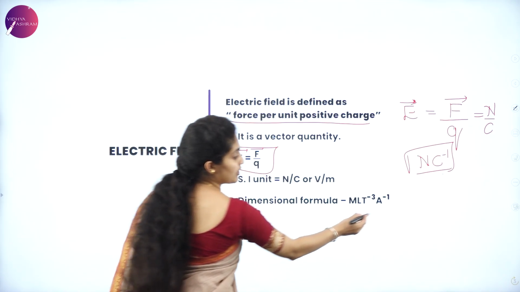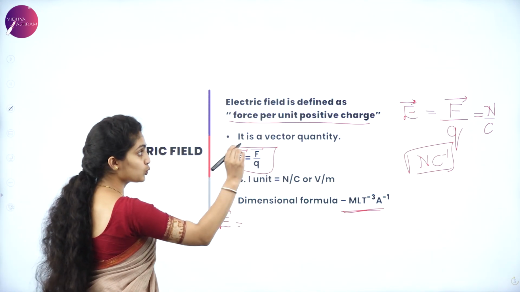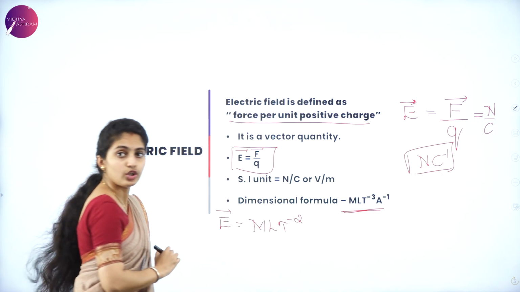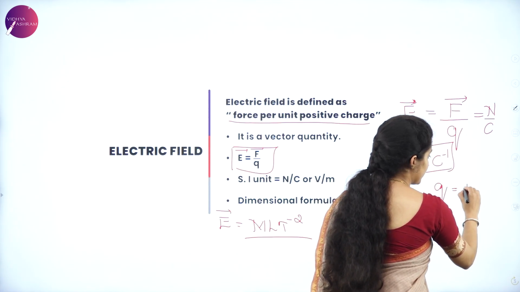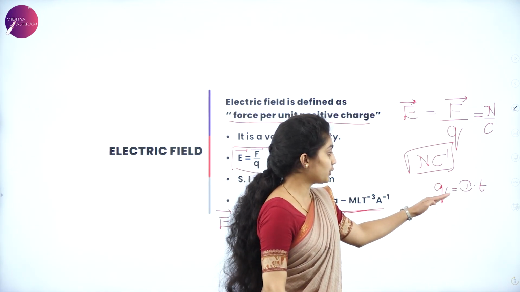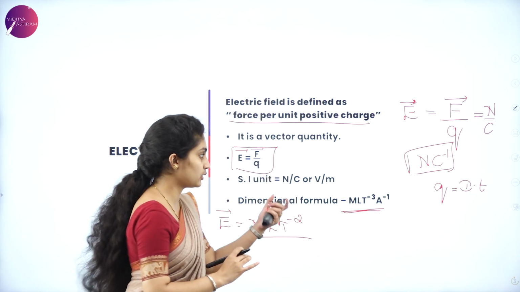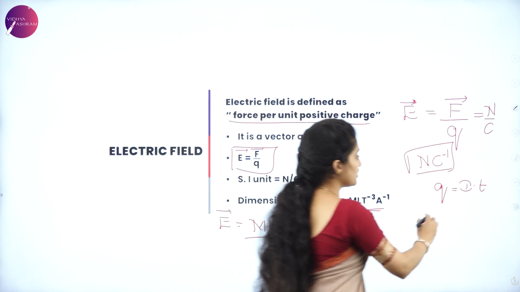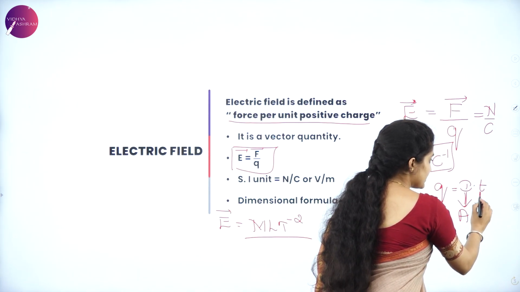How do you get this dimension formula? Electric field E is equal to the force, which is MLT minus 2, divided by the charge. Q is equal to I into T, where current I is nothing but charge transferred per unit time. So Q is I into T. And what is the dimension of I? That is A, and time T is in seconds.